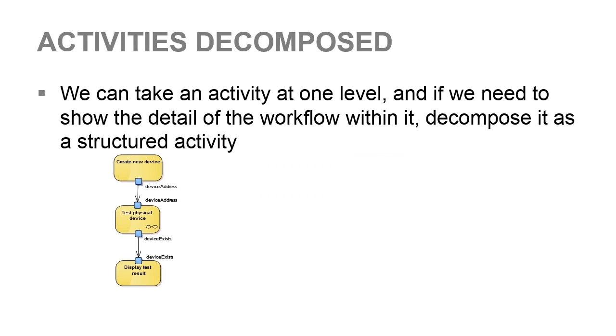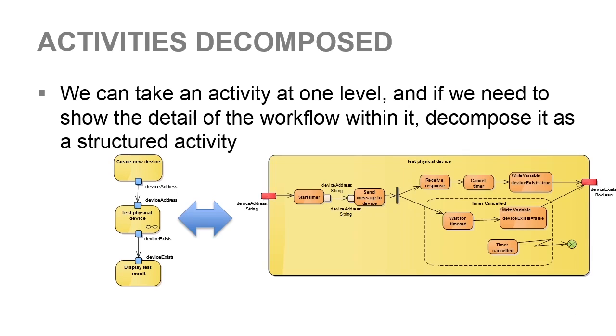Activities are shown in activity diagrams if they're structured activities, and we're hiding the detail of their internal workflow at one level, but showing it in a more detailed diagram. So the activity test physical device in the add a device activity diagram can be broken down into more detail, which is shown in another activity diagram, where test physical device contains the actions at that more detailed level.